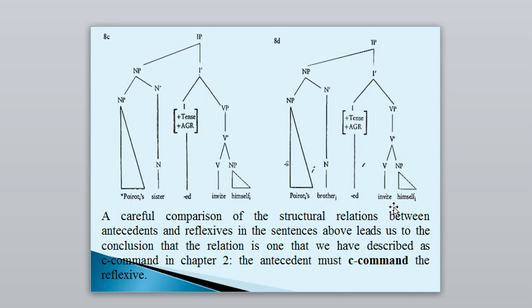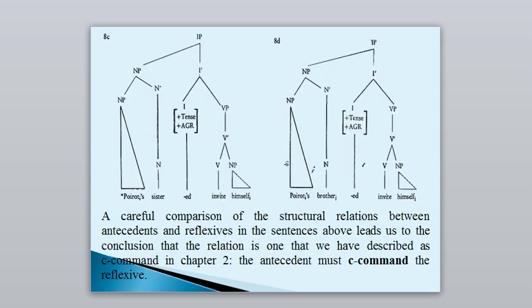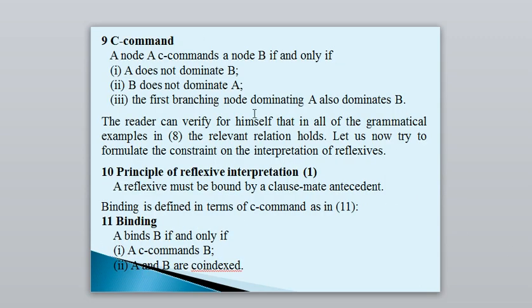So a careful comparison of structural relations between antecedent and reflexive in the sentences above leads us to the conclusion that the relation is one that we have described as C-command. The antecedent must C-command the reflexive. You see here, the antecedent, like Poirot, should C-command himself. So this is the condition for binding, the C-command. Again, in the previous sessions, I talked about the C-command.